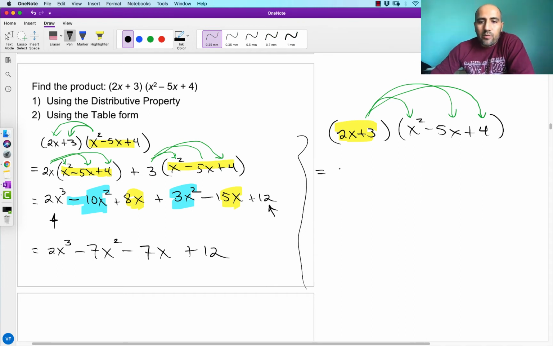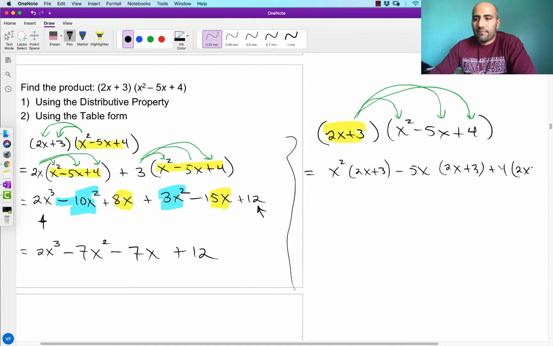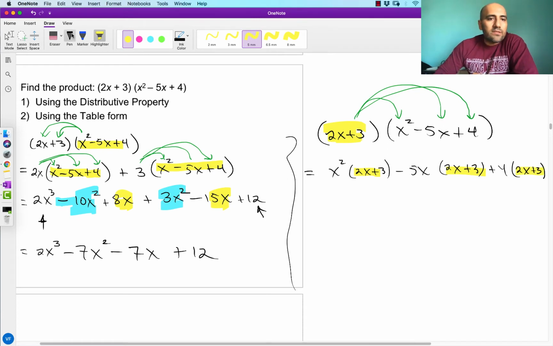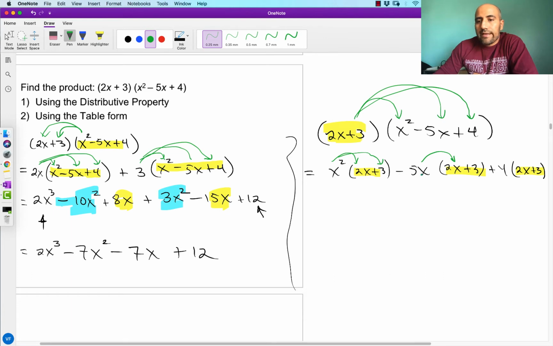So in this situation, we would end up with x squared times 2x plus 3 minus 5x times 2x plus 3 plus 4 times 2x plus 3. And then once again, you do the double distribution property. So now you distribute it again. This times that guy, this times that guy, this times this, making sure to distribute negative 5x. And if you do it, you can keep going. You'll get the same answer as that one after you combine like terms. So either one of those works.